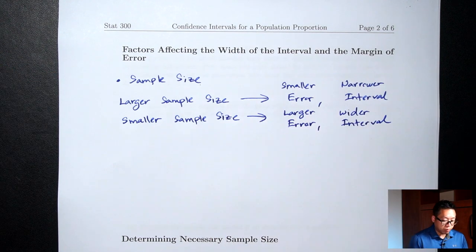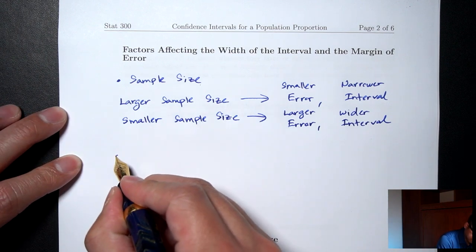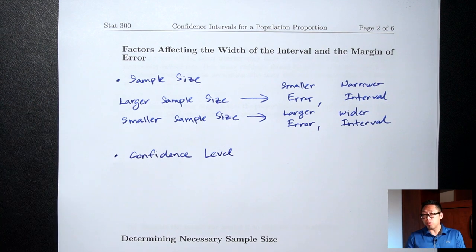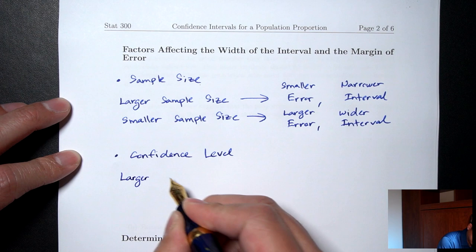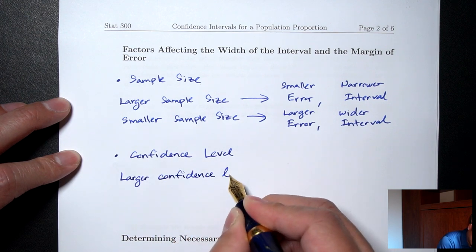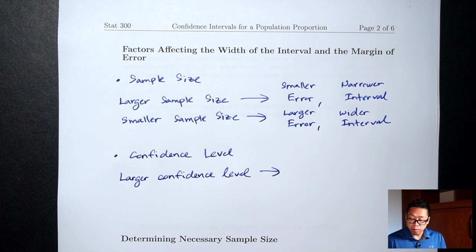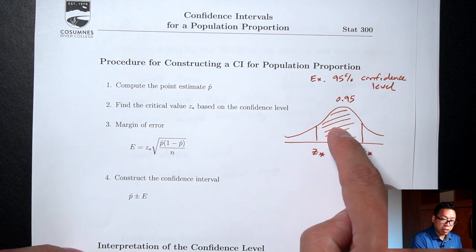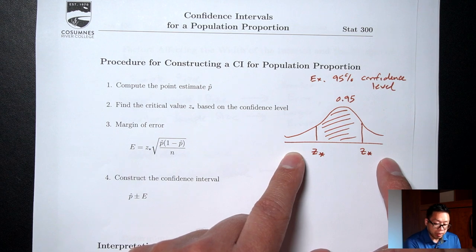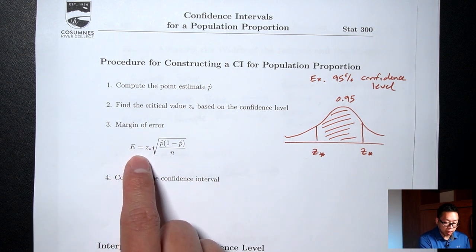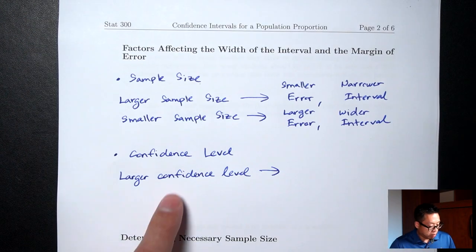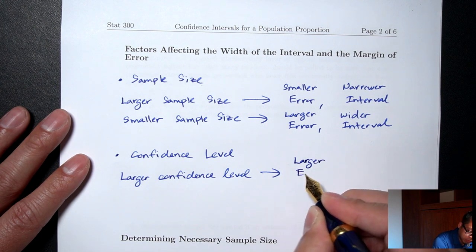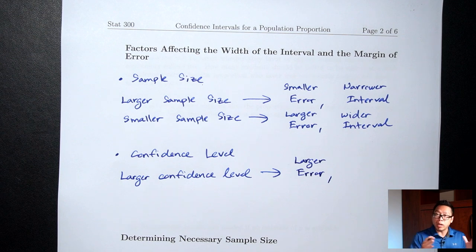The second thing that affects the width and the margin of error is going to be the confidence level. So if you use a larger confidence level, what happens? Going back to the front page here, confidence level, remember, refers to the area in the middle. So if you're using a larger confidence level, the area in the middle is larger, which means your Z stars will be bigger. Z star is being multiplied, so if you're multiplying by a bigger number, overall, you'll get a bigger number for the margin of error. So a larger confidence level will result in a larger margin of error, and a larger margin of error means you have a wider interval.